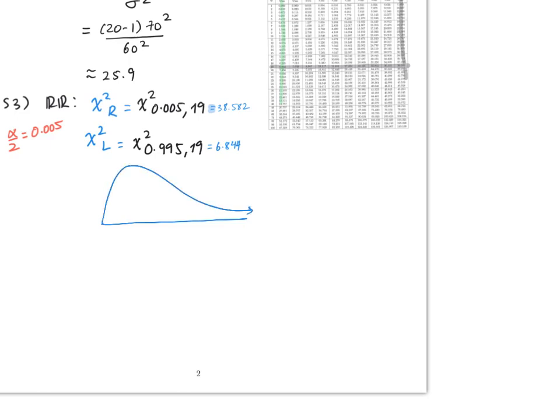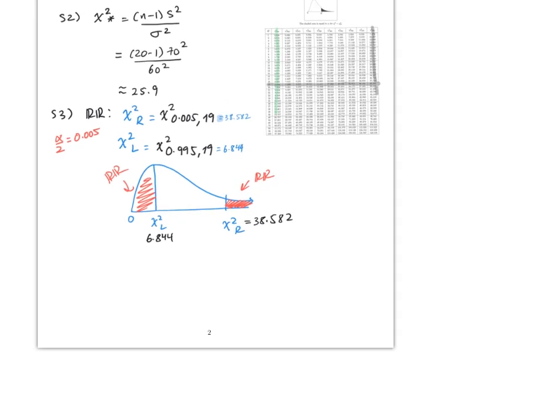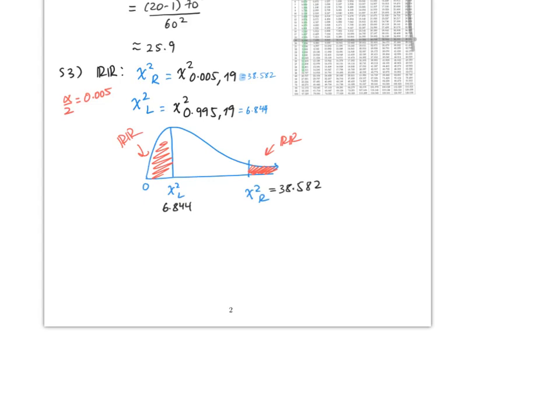Okay, it is required. So you have 0. Chi square left is here. Then chi square right is here. So if you are here or here, it will be rejected. So this is the rejection region. And so is this. Remember that this one was 6.844, while this one was 38.582. Now, just like we did in the last 3 sections, what is the value for chi square star?